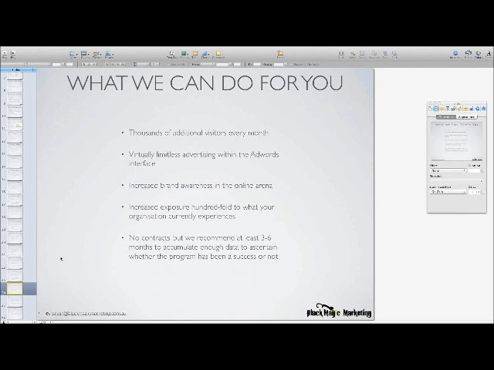So this is, I suppose, a bit of a summary of what you can enjoy. Thousands of visitors every month additional, virtually limitless advertising in AdWords, brand awareness, increased exposure, and we don't have any contracts, but we recommend 3 to 6 months just to get enough data so you can work out, well, this has actually been really great for me. We've grown amazingly, we're now getting all this exposure and all these donations, and it's fantastic. Or if it hasn't worked out for you, then you can leave. It's completely no contracts.